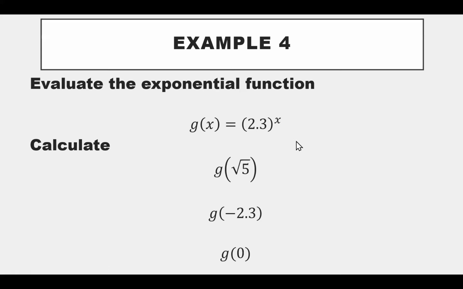Let's do another example. Let's take g of x and set it equal to 2.3 to the x power. And then let's plug in root 5. By the way, the square root of 5 is a little bit over 2, but we'll plug in square root of 5 exactly. We'll plug in a -2.3, and then we'll plug in a 0. If you want to do this on your own, push pause on the video and find these outputs on your own.